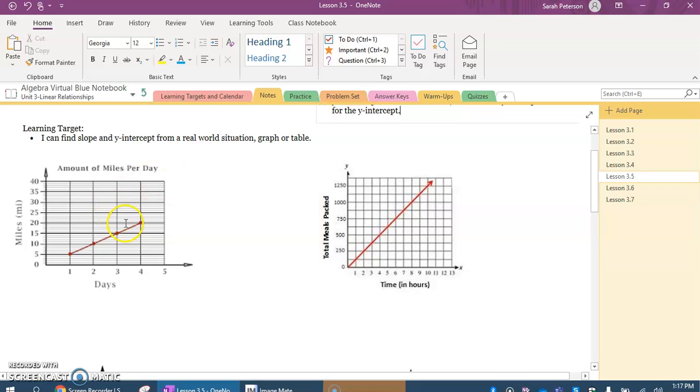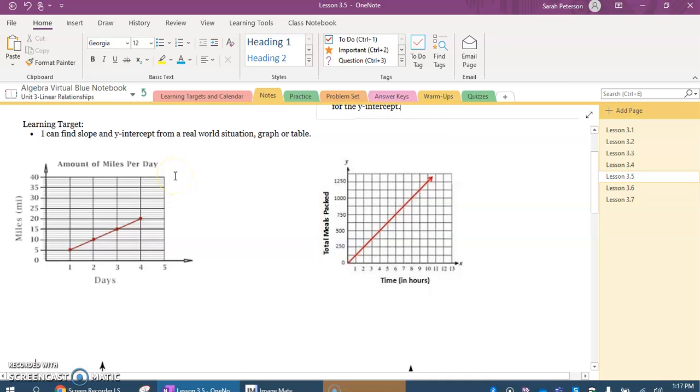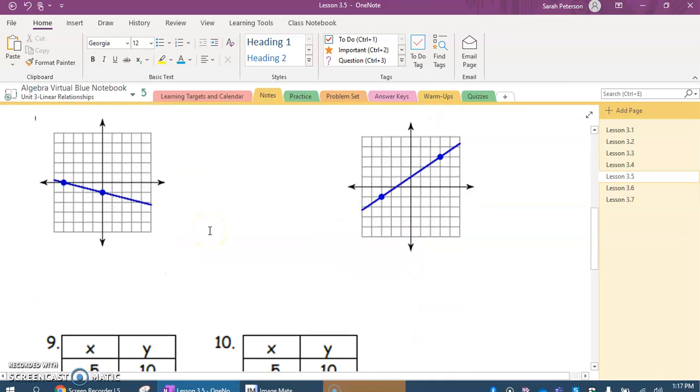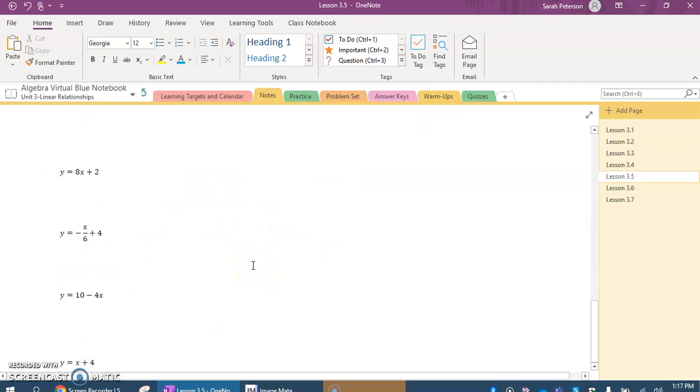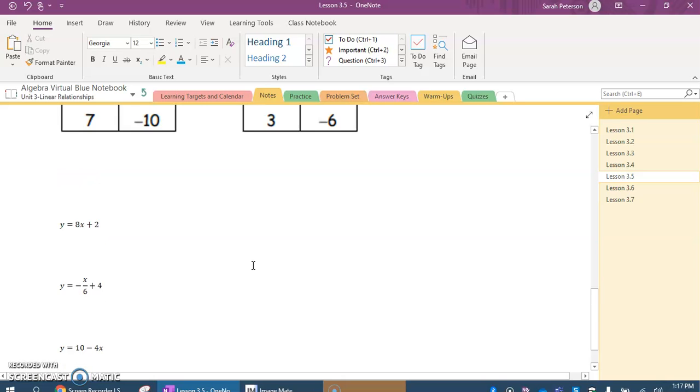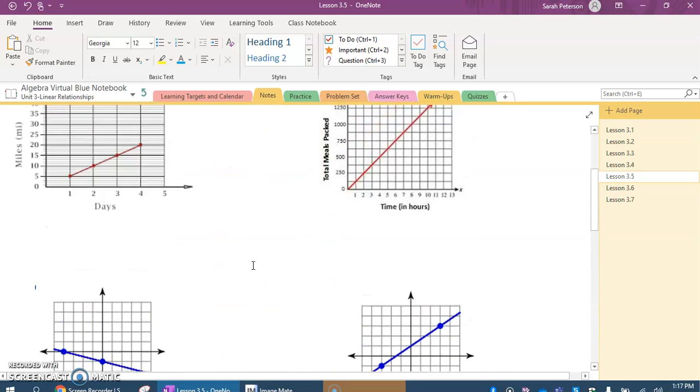So our learning target for today is: I can find the slope and y-intercept from a real-world situation, graph, or a table. I'm going to show you how to find slopes from graphs, and then we're going to look at some tables, and then we're going to look at some equations and just identify slope and y-intercept. So let's start by doing the graphs first.